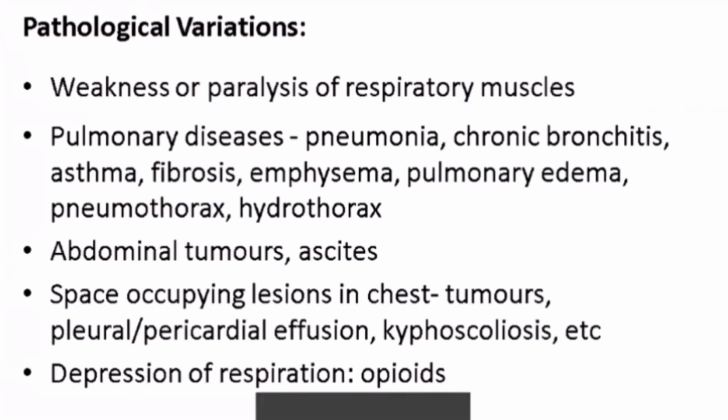So for vital capacity, you should be able to define it, give the normal value of vital capacity and explain the factors affecting it. Factors means these variations, physiological and pathological, which you have to mention.